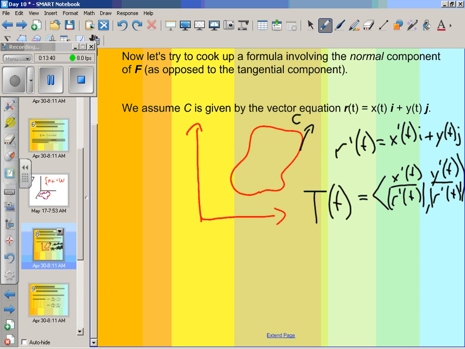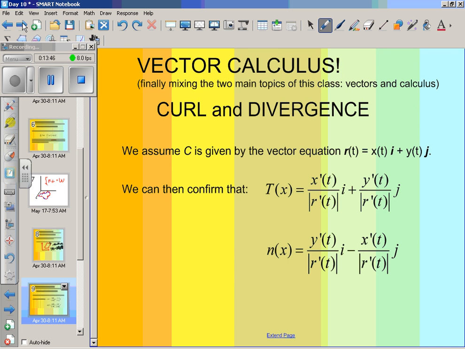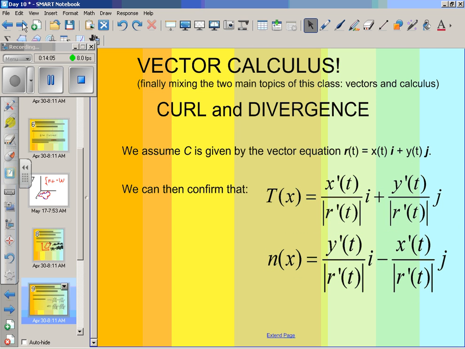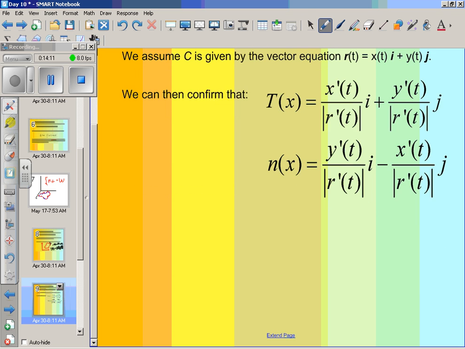And then we also figured out how to cook up the normal vector. I'm not going to bog you down with the details, but we could show that the normal vector is y prime of t over the magnitude of r prime of t in the i component, and then negative x prime of t over the magnitude of r prime of t in the j component. It's quite a difficult computation, but that's what it works out to be.